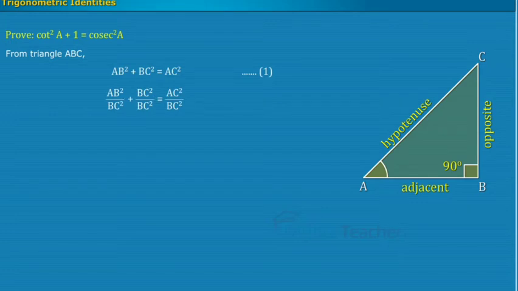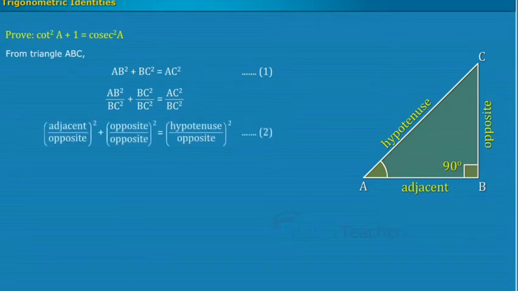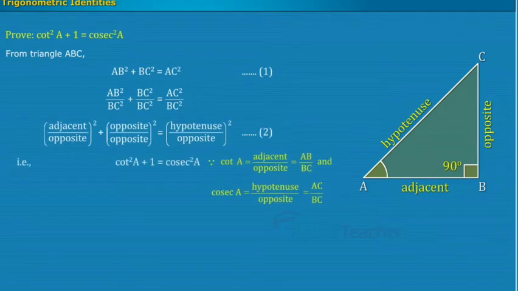As we know, AB, AC and BC are the sides of triangle representing their corresponding sides. We use them to define the ratio of adjacent to opposite as cot function and ratio of hypotenuse to opposite as cosec function and substitute them in above equation 1. Finally, we obtain trigonometric identity as shown on screen.